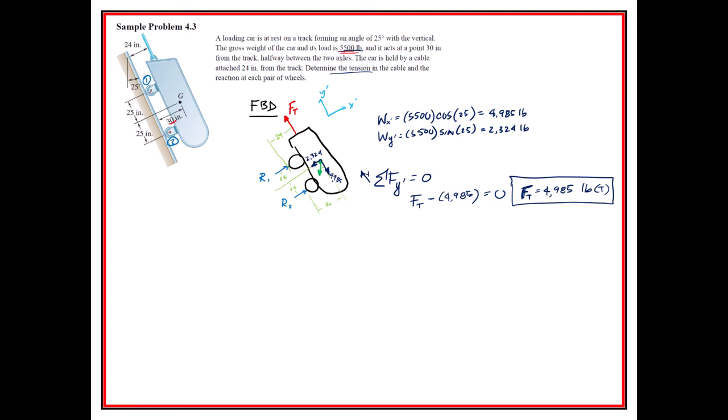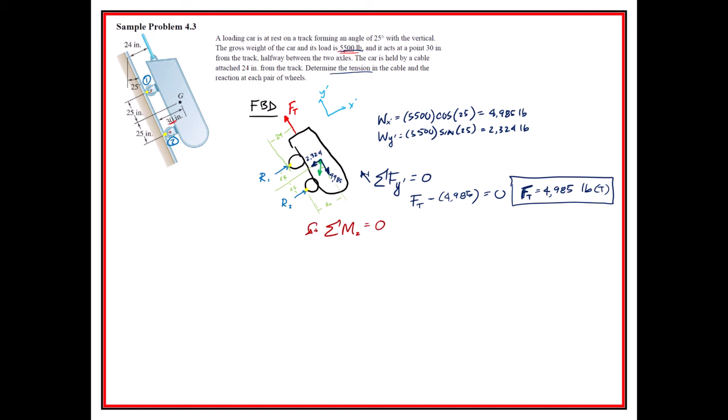Now we want to find the reactions, so we look at a strategy, and we could find it by taking the sum of the moments at either of these two points, either right here or right here. I'll call those points where the wheels touch 1 and 2. So I decided to take it about 2. Let me make sure I did that right. Yeah. So the sum of the moments about 2 equals 0.